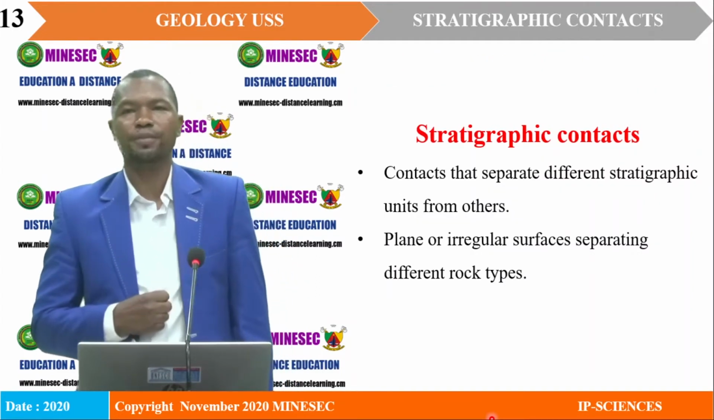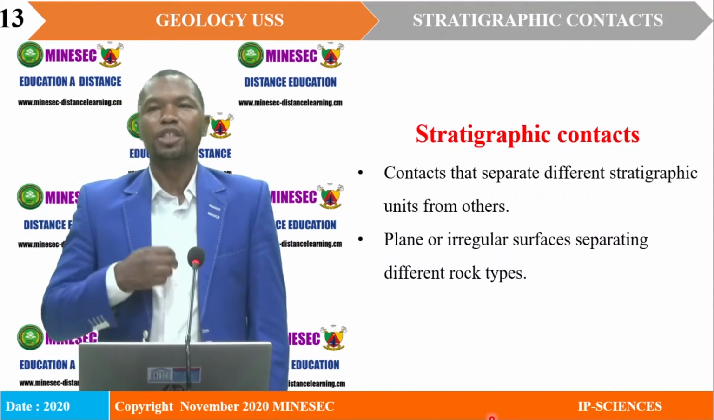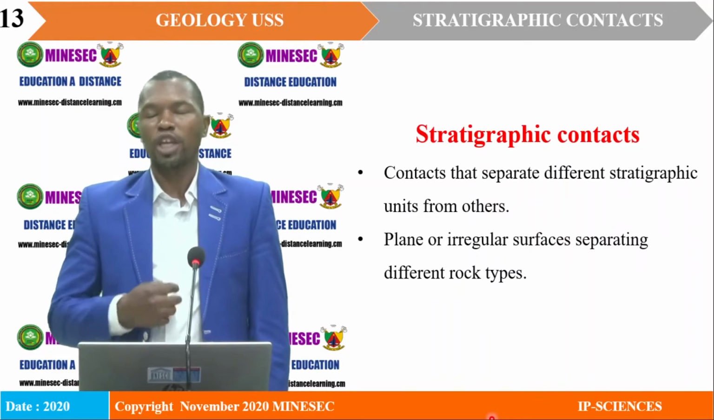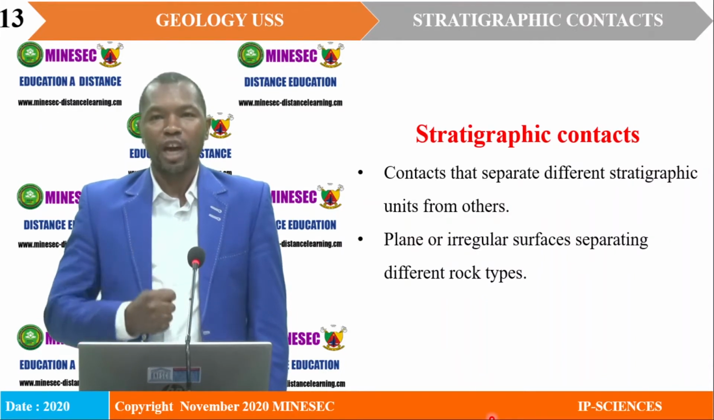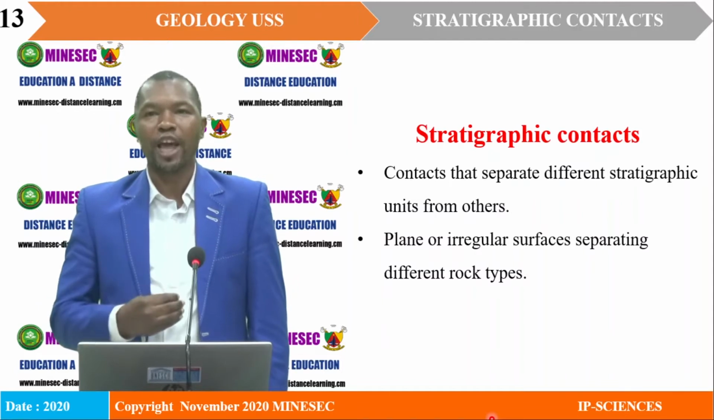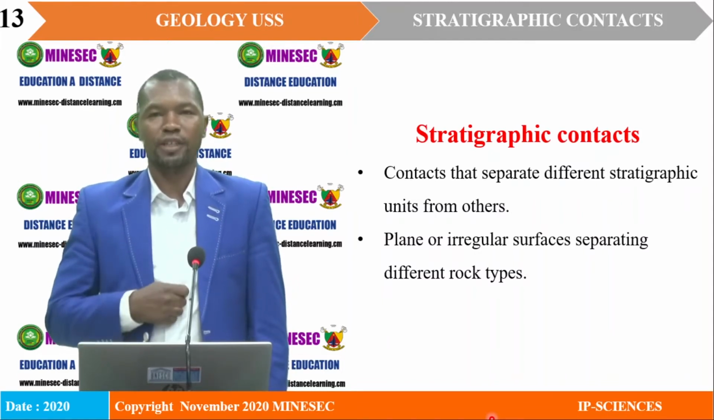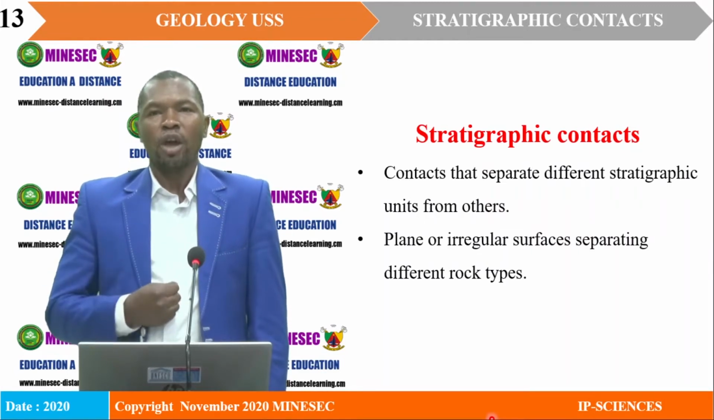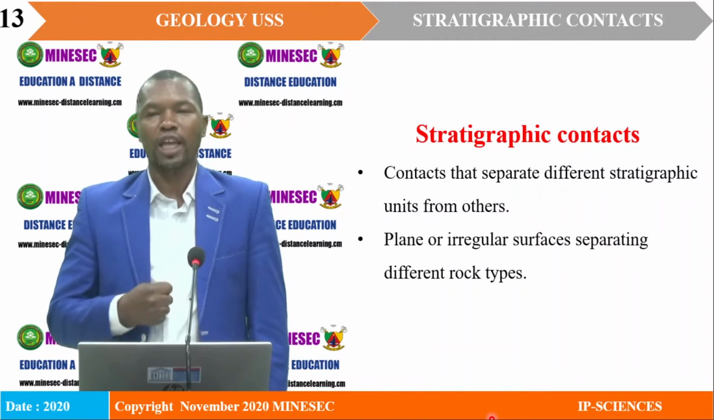Stratigraphic contacts. These are contacts that separate different stratigraphic units from each other. Again, stratigraphic contacts are contacts that separate different stratigraphic units from each other. They are plain or irregular surfaces separating different rock layers.